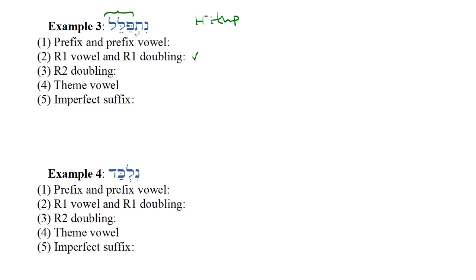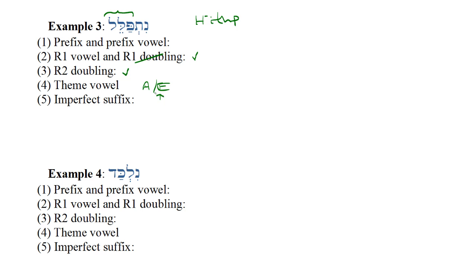And we don't have R1 doubling. This is in fact a dagesh lene. It's coming after a silent shva, and it's a begadkefat letter. So R1 doubling is not a factor. R2 doubling, however, we do see, and that is what we would expect for a hitpael because that is an intensive stem.